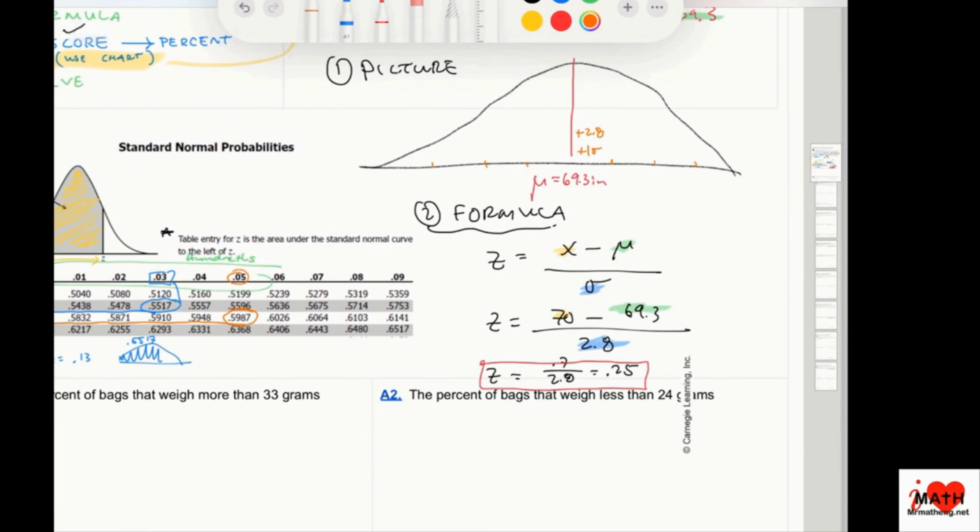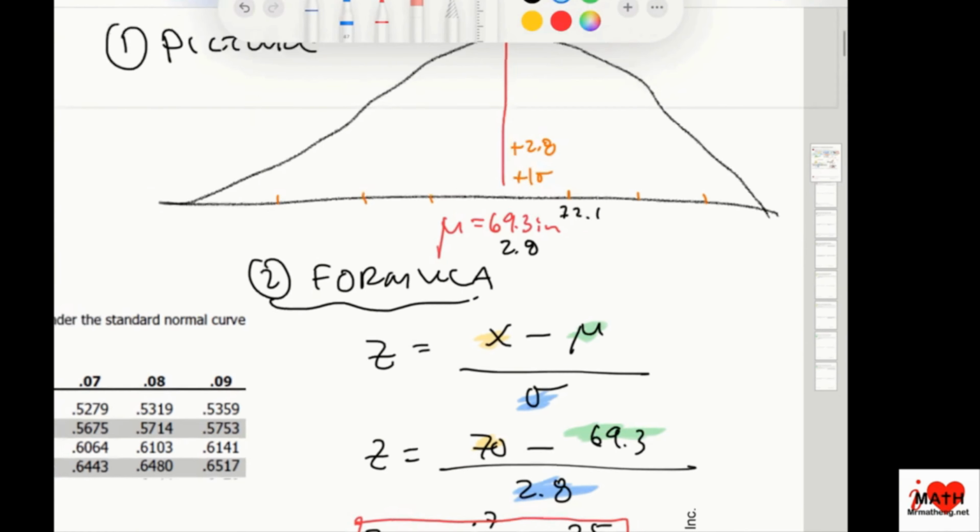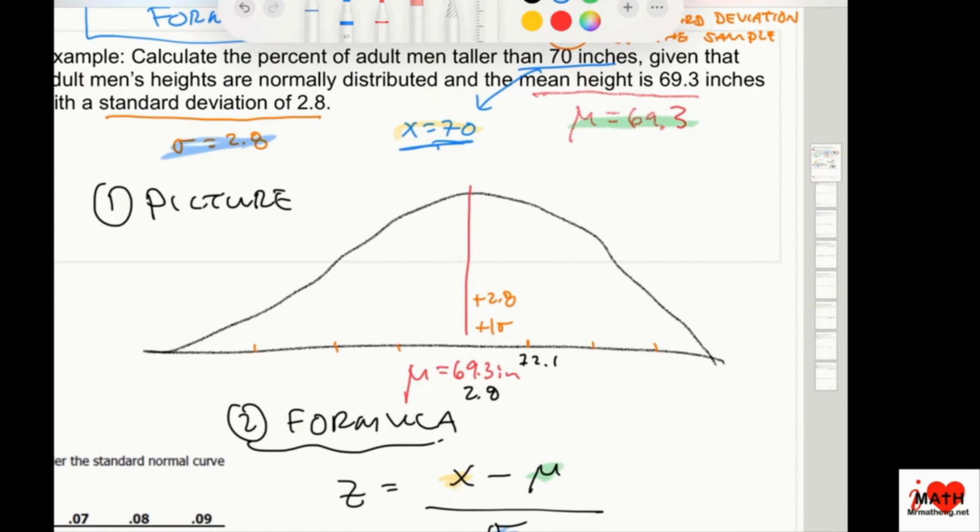I'm just going to write that down. Well, let's note on here. So where is 70 inches on our picture? Well, if you add 2.8 here, this would give us 72.1. And 70, the observed score, is between 69.3 and 72.1, so something like this. Let me just quickly shade that in.